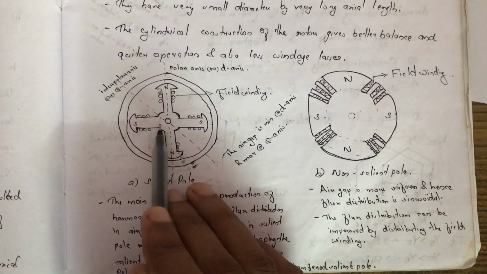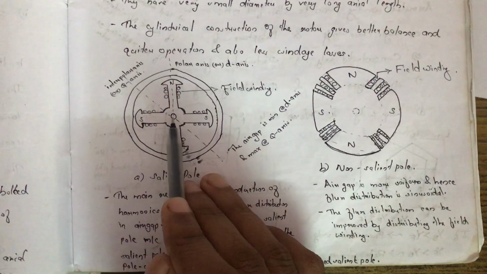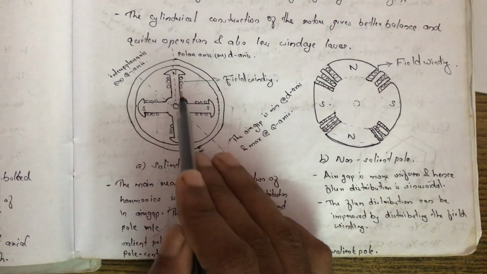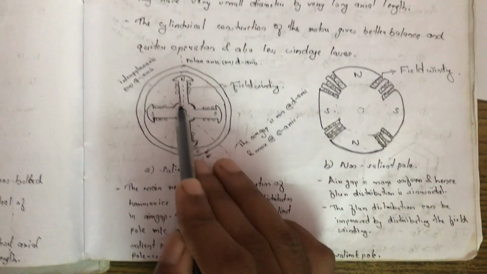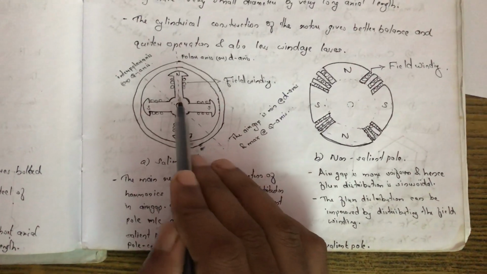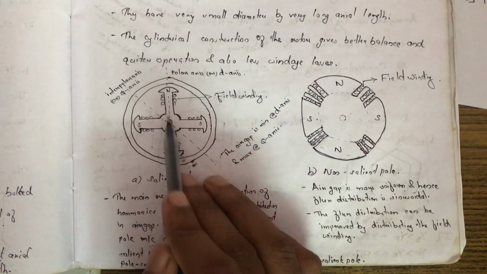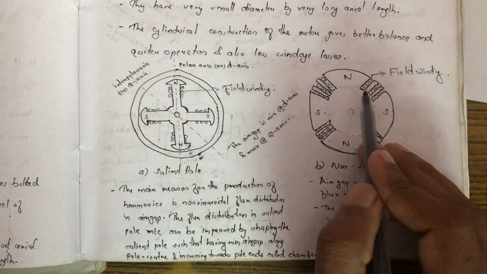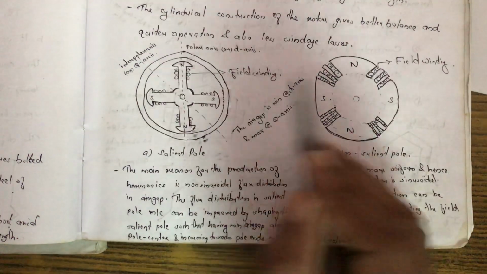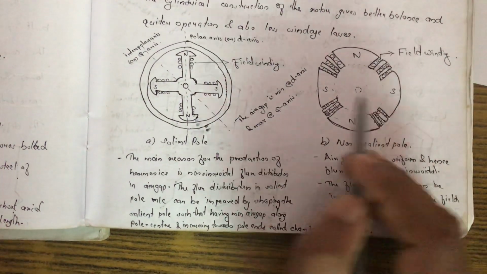The inner part differs according to the rotor construction, so there are two types of rotors. This is the salient pole, that means projected poles. The poles are projected, therefore the name salient pole. And this looks like a cylindrical pole. Therefore we can say it is non-salient pole or cylindrical pole.